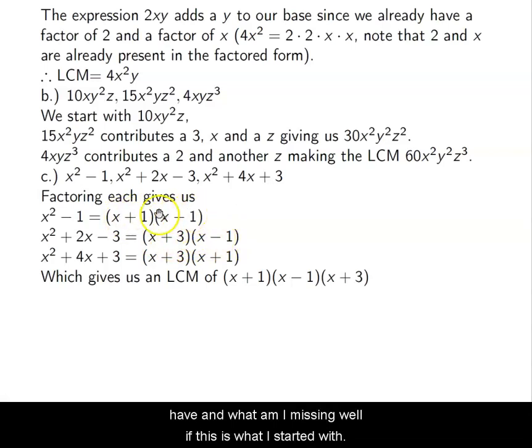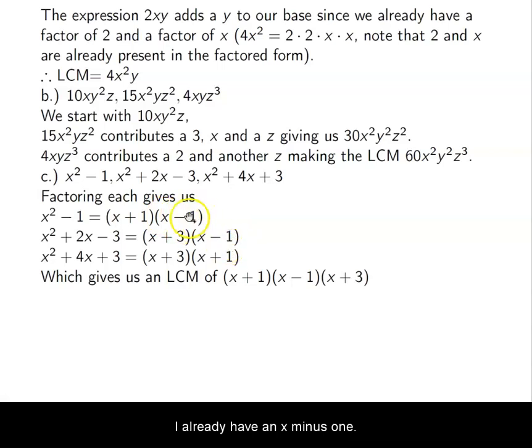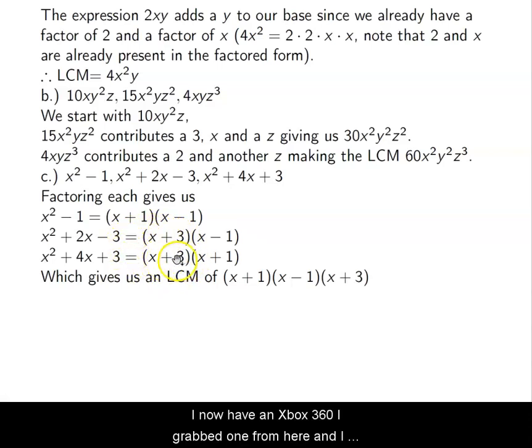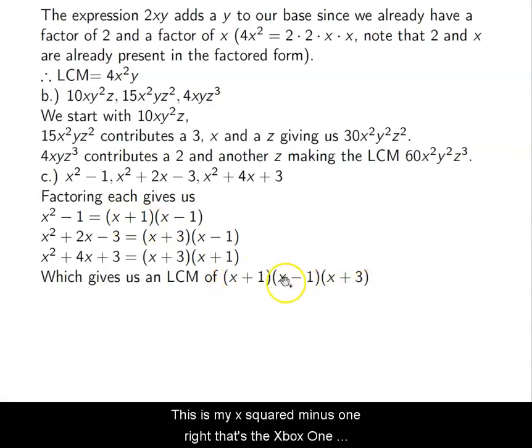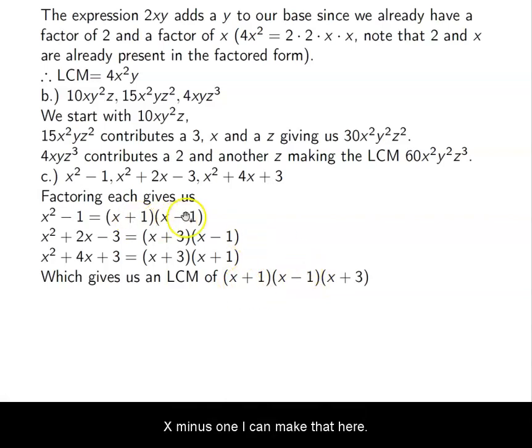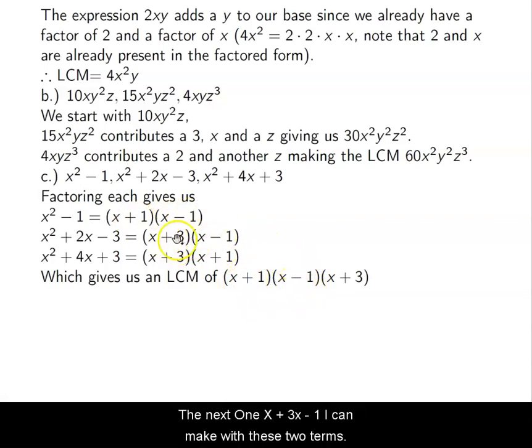Well, if this is what I started with, I already have an x minus 1 term, but I don't have an x plus 3 term. And then when I come to my third part, I now have an x plus 3 because I grabbed one from here, and I already have an x plus 1 because I had it from the initial point. So again, this is my x squared minus 1, right? That's the x plus 1, x minus 1. I can make that here. The next one, x plus 3, x minus 1, I can make with these two terms. And my last part, x plus 3, x plus 1, I can make with the two outer terms.